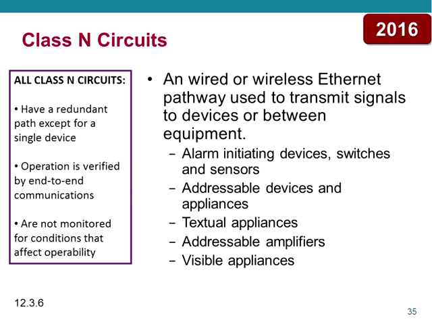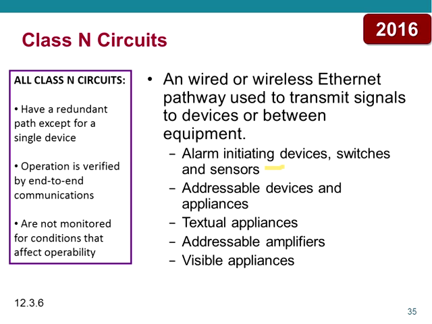So Class N circuits must have a redundant path except when using a single device. And just so you know, any of you who work with Ethernet stuff know that each drop is basically to a single outlet or device. You don't have a loop system like we have for Class A circuits, for example. Operation is not monitored for integrity, but the end-to-end communications are verified, and they are not monitored for conditions that affect operability, like ground faults and that sort of thing.